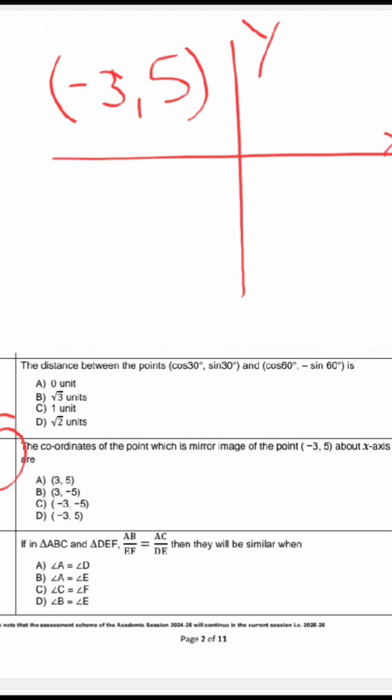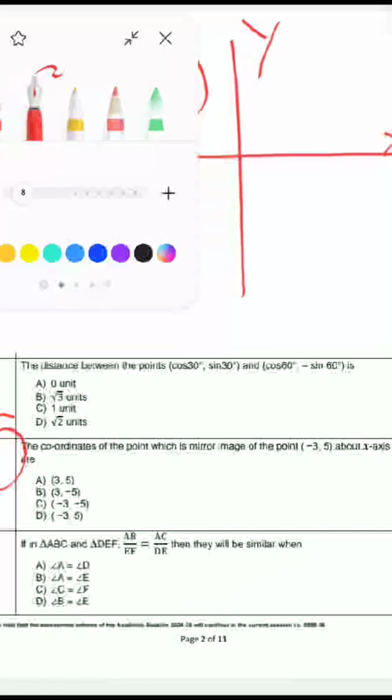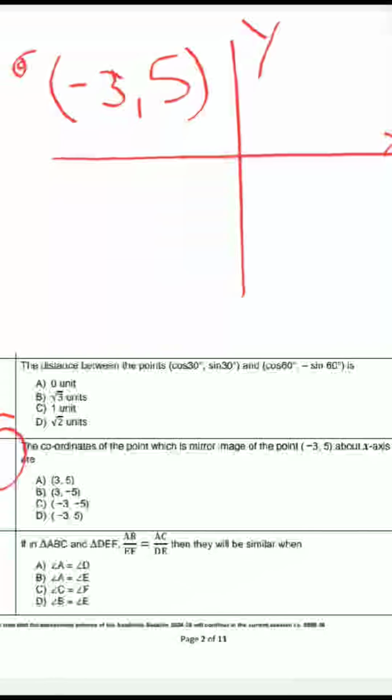Now about the x-axis mirror image. So this point lies on this side. So its image. See, understand this. We will change the color here. This point lies on this side. Its image will come to this side.